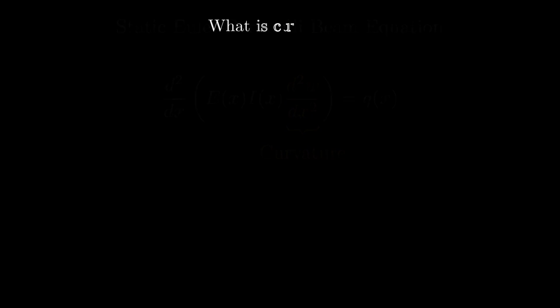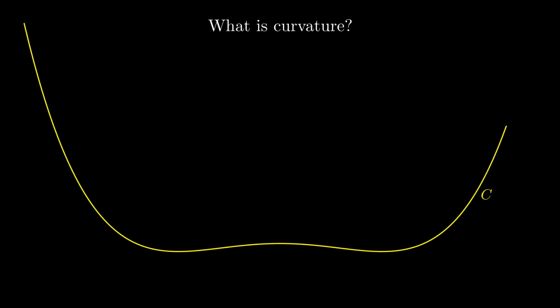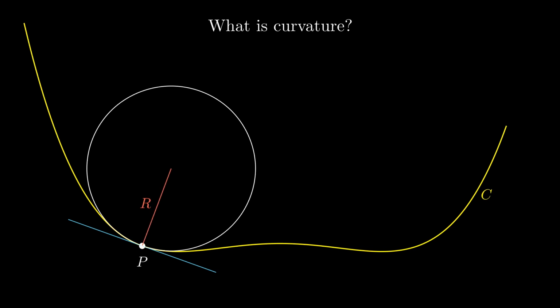So, what is curvature? If we were to take a curve C in this case, and pick a point P on that curve, then draw a circle that would fit the local section of the curve the best, it would have a radius r. The inverse of the radius of the circle is the definition of curvature. In simpler terms, curvature is how flat the curve is. The higher the value of curvature, the more curved the curve is. The smaller the value of curvature, the flatter the curve is.